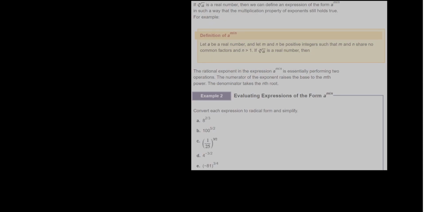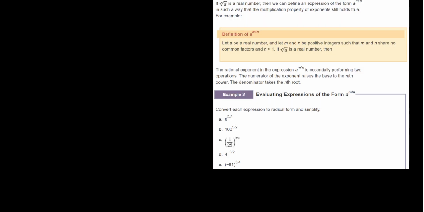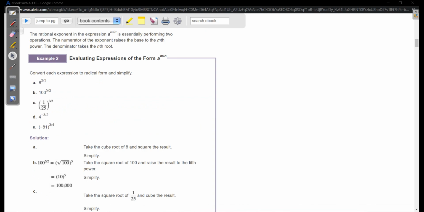Let's see. Let's make double sure here. Okay, good.